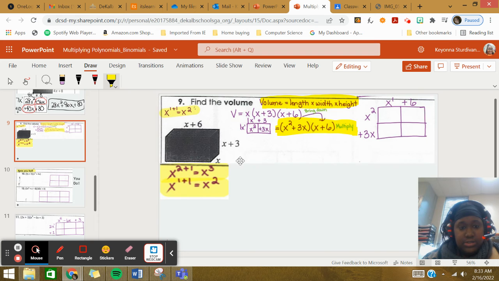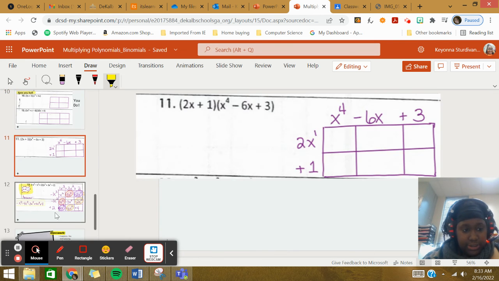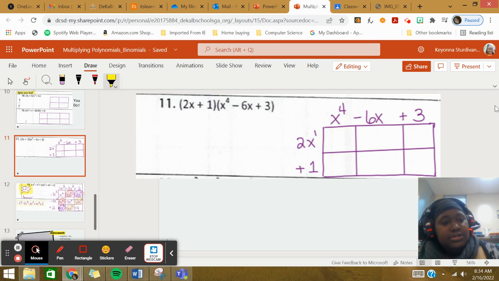Okay, so again, you guys are going to do question 9. And then you're also going to do question 10 and 12. I'm going to go ahead and do 11 and 13. So 11, we have a binomial times a trinomial, so you needed a 2 by 3 box. I went ahead and set it up. Now we're just going to fill it in. I didn't write the exponents in, so I'm going to put them over here on the side.